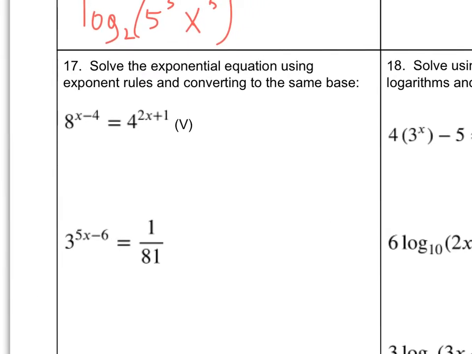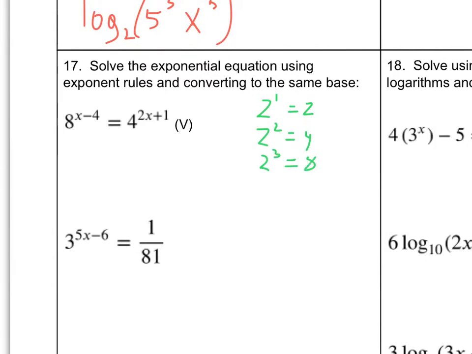For number 17, we're going to solve these equations. This is kind of the easier form of the things we were looking at last week, where we're going to convert these to be the same base. So here we've got 8, which I could write as, I guess either 8 or 2 might work. So let's do 2. 2 to the first is 2. 2 to the second is 4. Okay, I got that one.